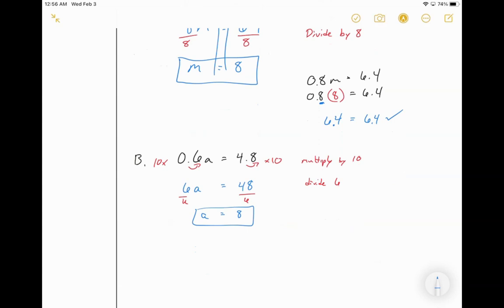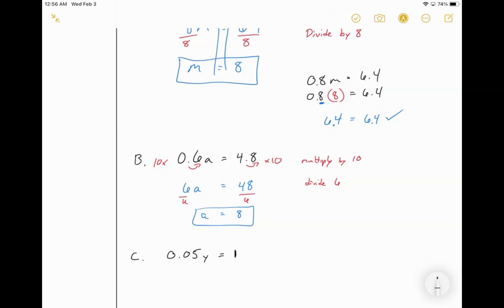So again, we're multiplying out so that we don't actually have a decimal coefficient. That's going to be the key. So what would we do here? Let's say we had something like this: 0.05y is equal to the number 1.